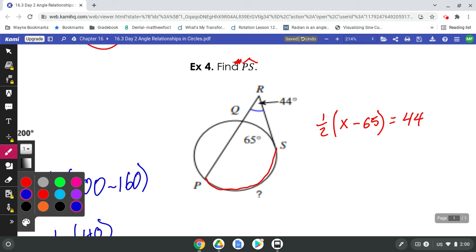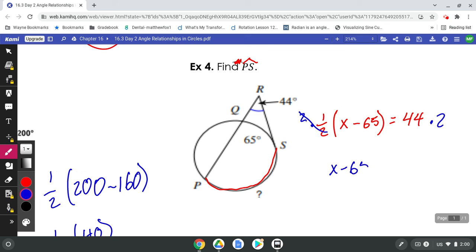Now, to solve this, you could distribute the half in, but I think it's going to be easiest just to multiply by 2. That cancels. Multiply by 2. You're going to be left with x minus 65 equals 88. 2 times 44. Then we just add 65. Add 65. We are left with x equals 153. So 153.